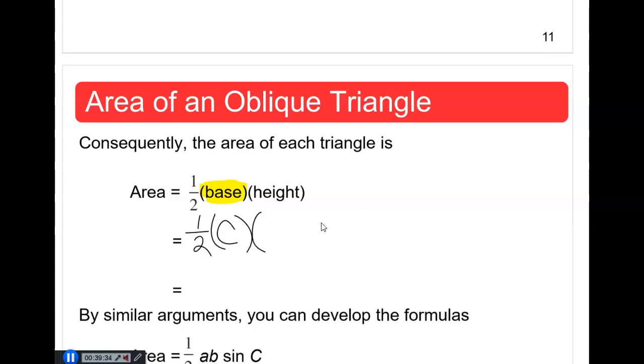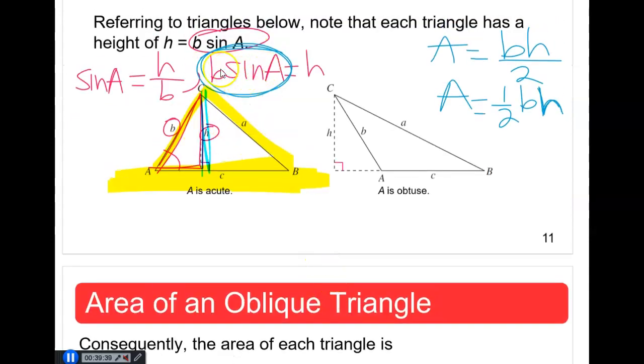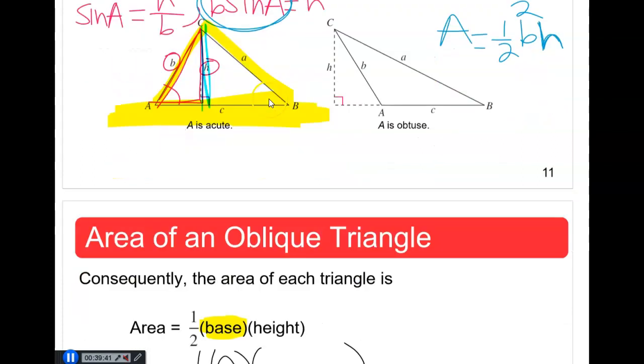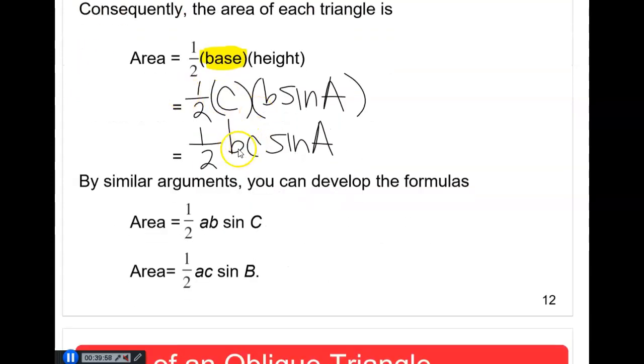And then the height is going to be substituted with the expression that we have here for height, b times sine of A. If we just change it so it is in alphabetical order, it will be 1/2 times B times C and then sine A. So I want you to notice something. We're using lowercase b and lowercase c, and then what letter is missing here? A, but we're using it as the angle for sine A.